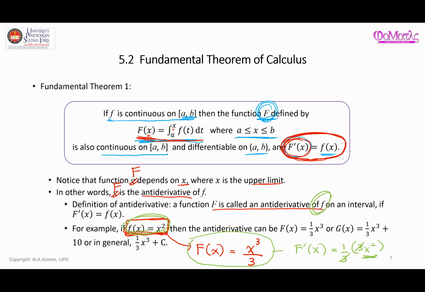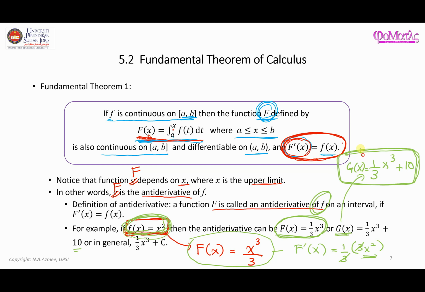And you can have many options for an antiderivative function. For example, for this question here, the first antiderivative could be this function. This could be an antiderivative. But if I have another function, let's say g(x), so g(x) here is given as 1 over 3 x cubed plus 10. So this is g(x). And you can see that if I differentiate this function, I will also get x squared, which is this one.